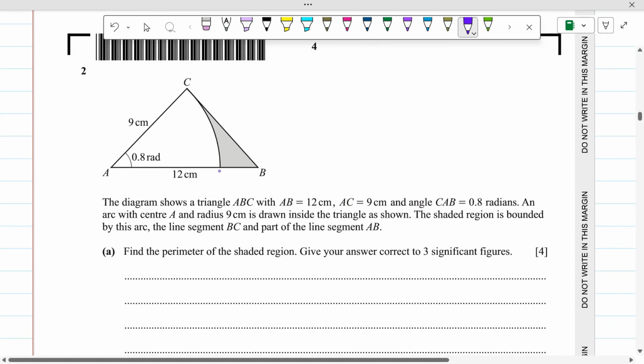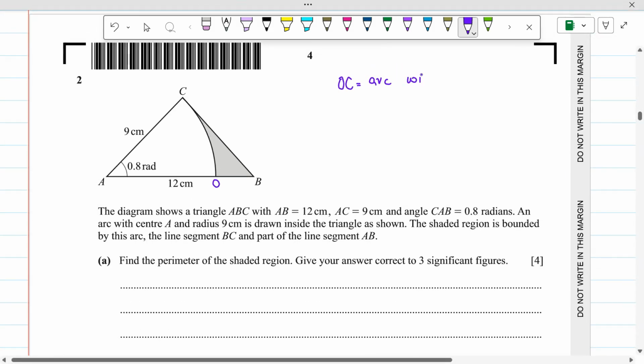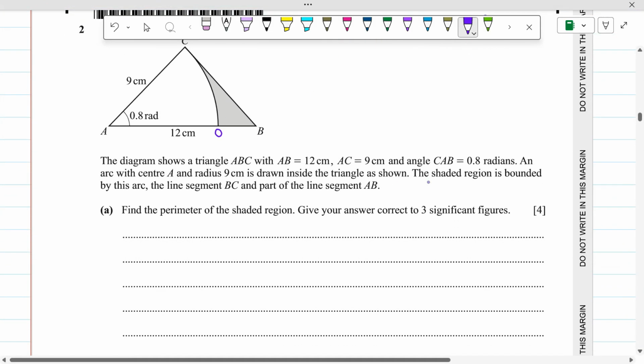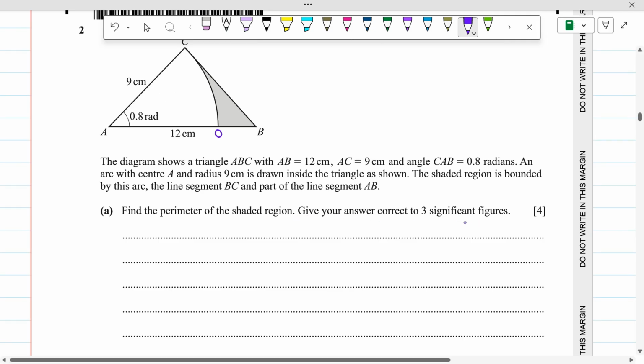If we call this point O, so OC is the arc with radius 9 centimeters. The shaded region is bounded by the arc, the line segment BC and the part of the line segment BC. Find the perimeter of the shaded region. Give your answer correct to 3 significant figures.